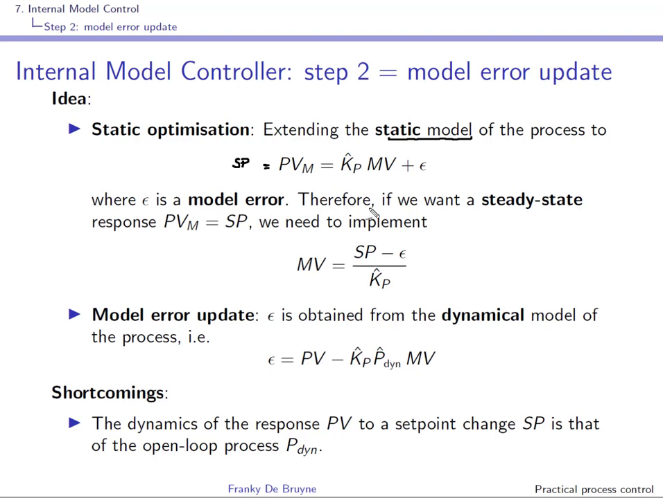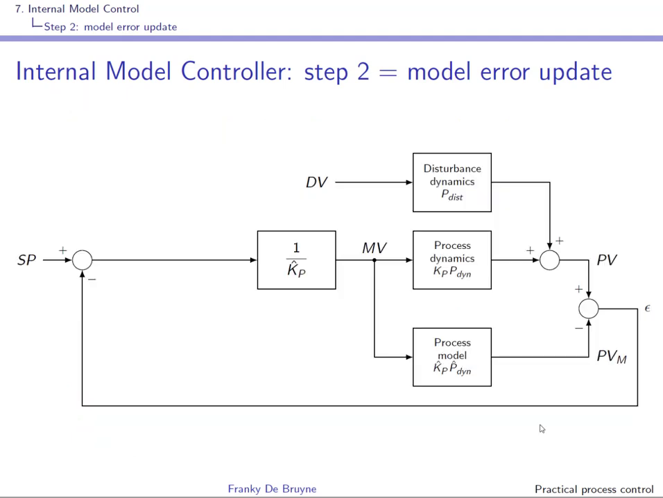And if we combine the two, we have now a first version of the internal model controller that will work better than the one obtained in step 1, in the sense that it will detect problems with the static gain and will detect disturbances. But there will still be a shortcoming in the sense that the response to a change in set point will still be with the open loop dynamics of the process. Well, this is the implementation of the internal model controller that we obtain after step 2.